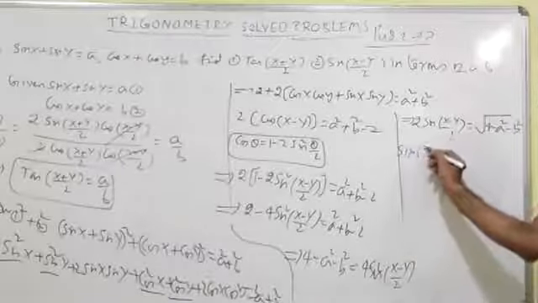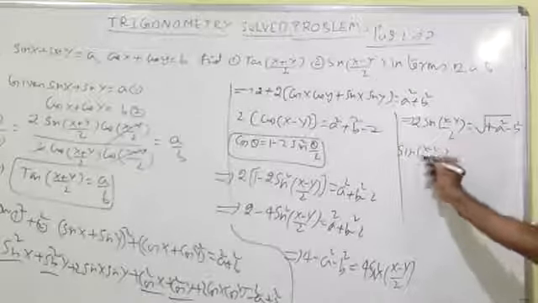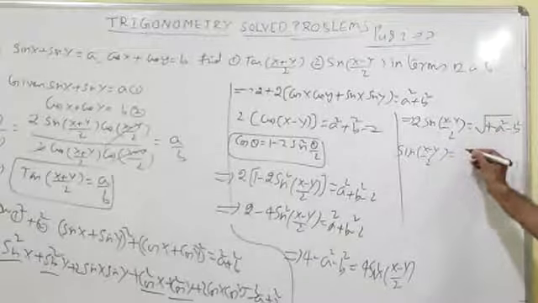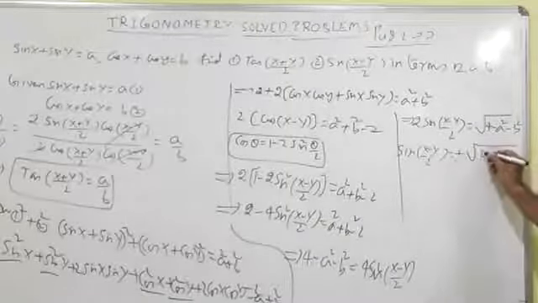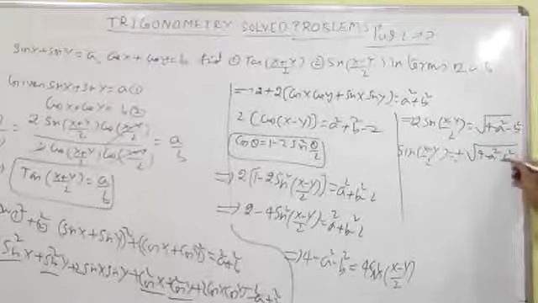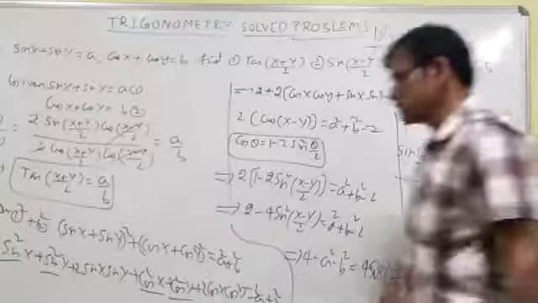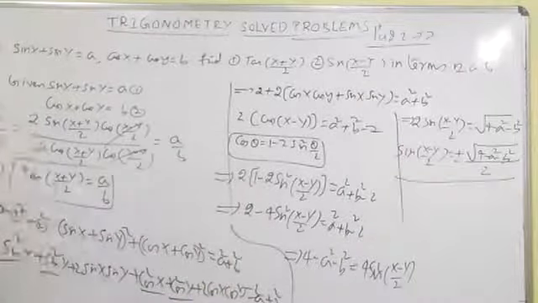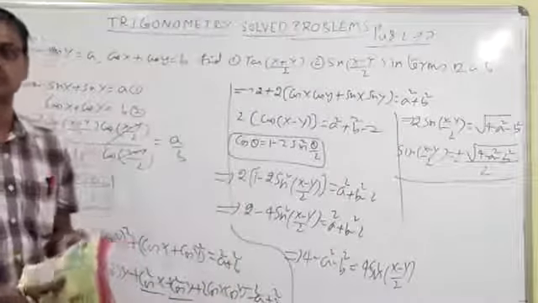Next, we need to calculate here sin of (x minus y)/2. So sin of (x minus y)/2 is equal to, for the square root we can put plus or minus, square root of 4 minus a square minus b square, by 2. This is the value. Sin of (x minus y)/2 is equal to plus or minus root of 4 minus a square minus b square by 2.